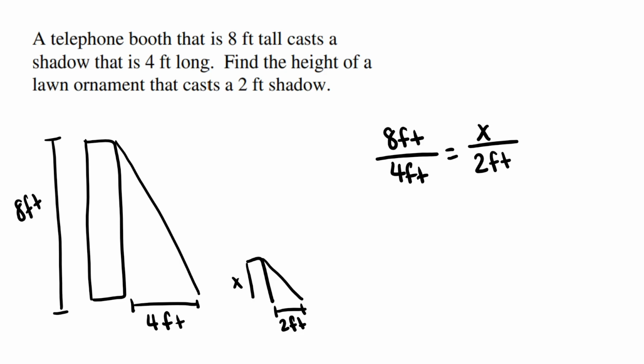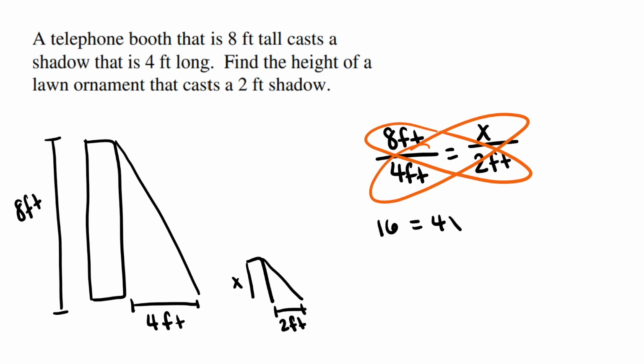We just want to make sure when we set up this proportion that we are staying consistent with what's in the numerator and what's in the denominator. We'll cross multiply and we'll get 16 equals 4x. Divide both sides by 4, and x is equal to 4 feet tall. So our lawn ornament is 4 feet tall.